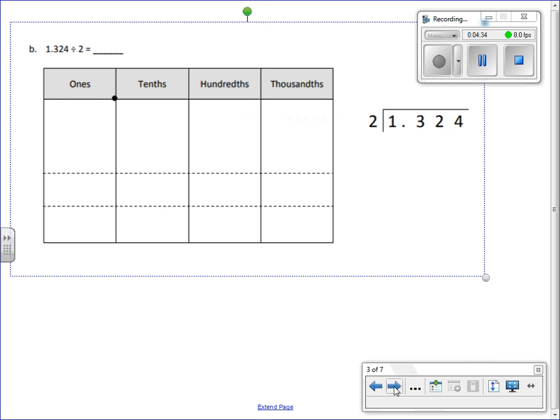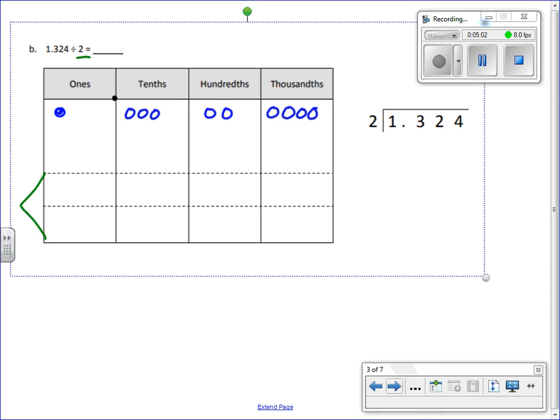Okay, number 2. We've got a 1 in the ones place, so we're going to put 1 disk. 3 in the tenths, 3 disks. 2 in the hundredths, 2 disks. 4 in the thousandths, 4 disks. And on this one, we're dividing by 2, so we split up our chart into 2 different columns at the bottom.